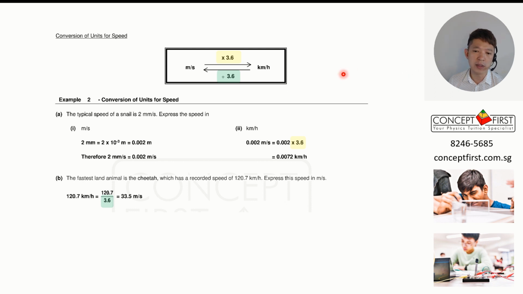Okay, so what you notice is 2 millimeters per second, you just convert millimeters to meters by recalling from chapter 1 the prefix milli carries a factor of multiplying 10 to the power of -3. Okay, which is equivalent to dividing by 1,000, so you get 0.002 meters per second. Converting to kilometers per hour, you multiply 3.6. Now for the cheetah, 1207 kilometers per hour, you divide 3.6 to get the speed in meter per second.